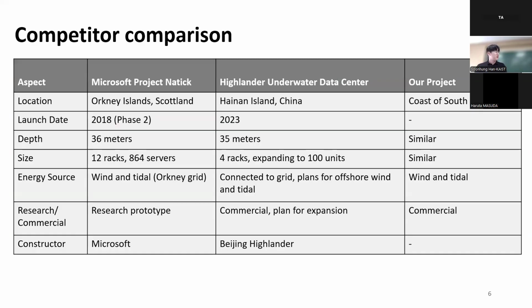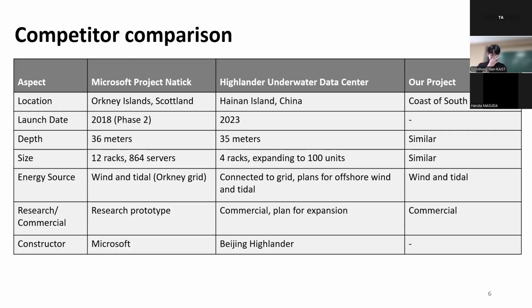Now let's compare two key examples of underwater data center projects: Microsoft's Project Natick and China's Highlander underwater data center. Project Natick was a research initiative by Microsoft deploying a 12-rack data center off the coast of Scotland. It ran for 2 years, proving that underwater data centers can be more reliable. It utilized seawater cooling and was powered entirely by renewable energy sources like wind and tidal.